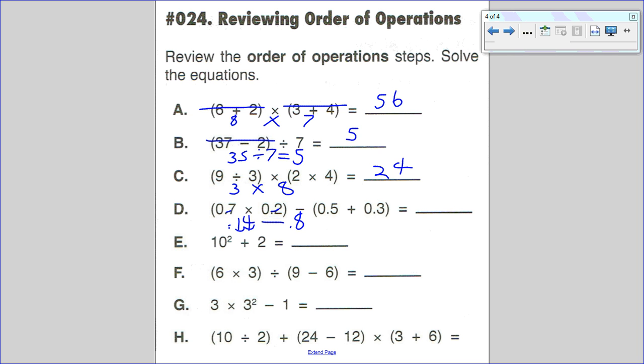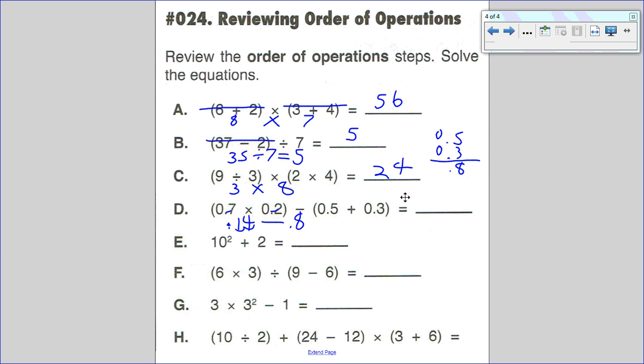Alright, all we do, 0.5, 0.3, we line up the decimals, and then we just add. So we get 0.8 on that. So we have 0.14, excuse me, minus 0.8.